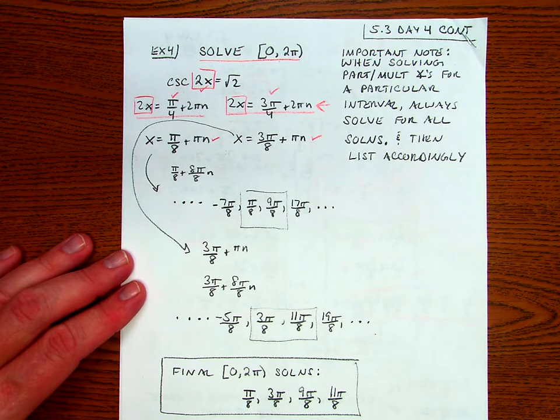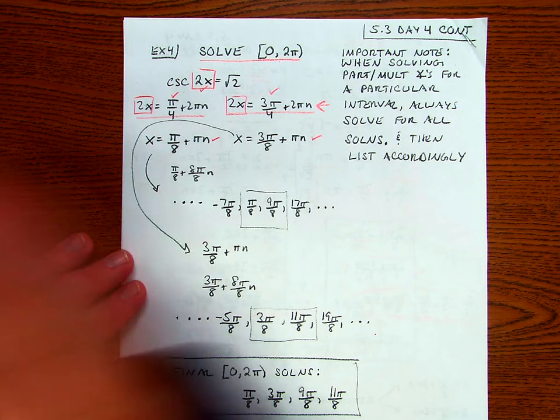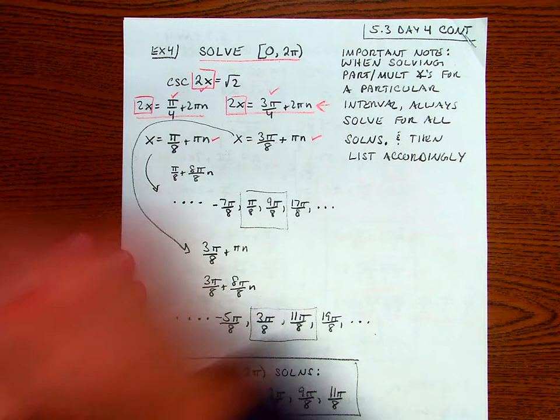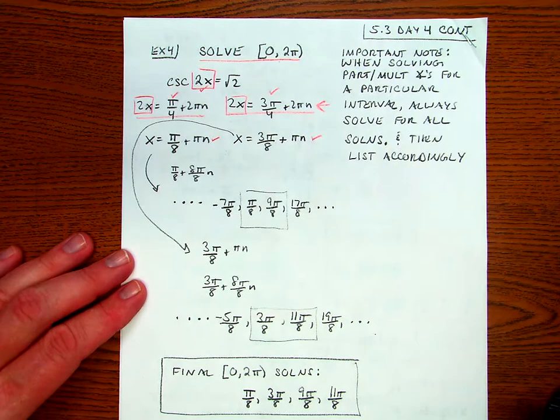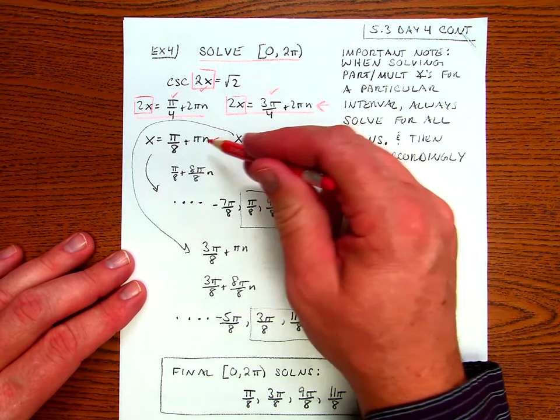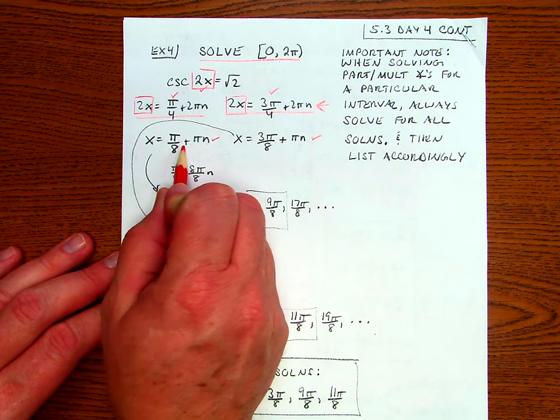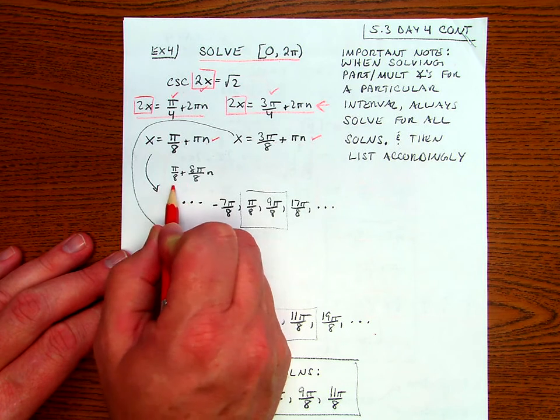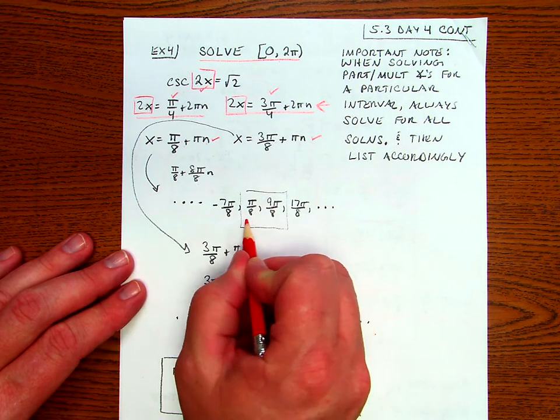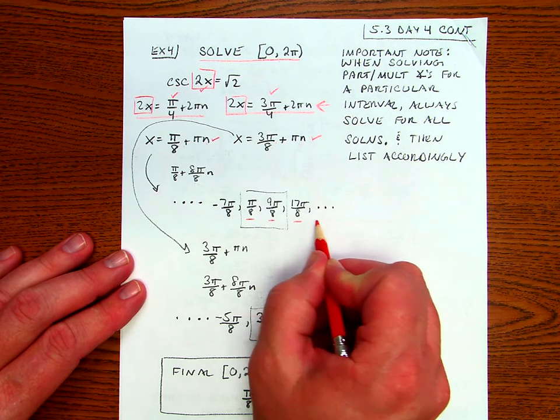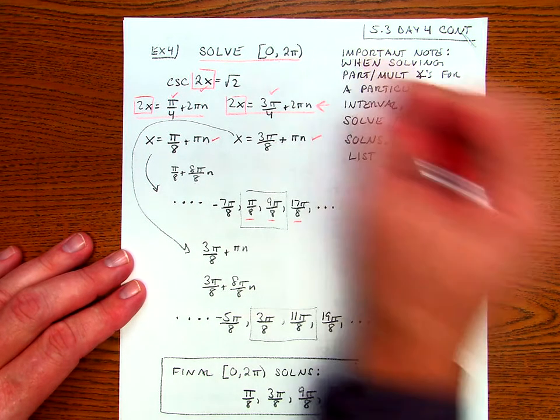Now, if the instructions were to find all solutions, we would be done right here. That's the end of the problem. Stop at that point. But we don't want all of them. We only want 0 to 2 pi. So what we either have to do is physically list out the angles that are being described by these, or mentally visualize what they are, and then choose the ones that fit that interval. So to make the list, I'm going to give this a common denominator: pi over 8 plus 8 pi over 8. Starting with pi over 8, I'm going to add 8 pi over 8, add 8 pi over 8, as big as I need to go until I go outside the 2 pi interval.